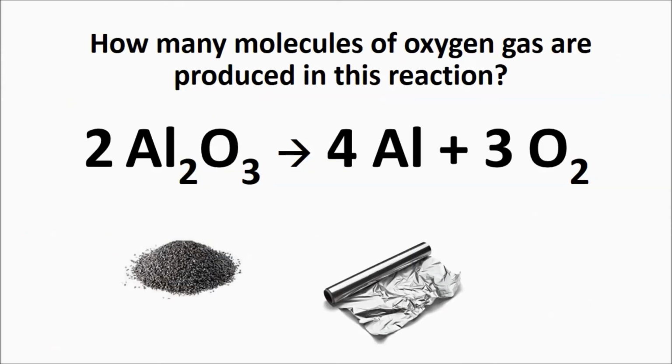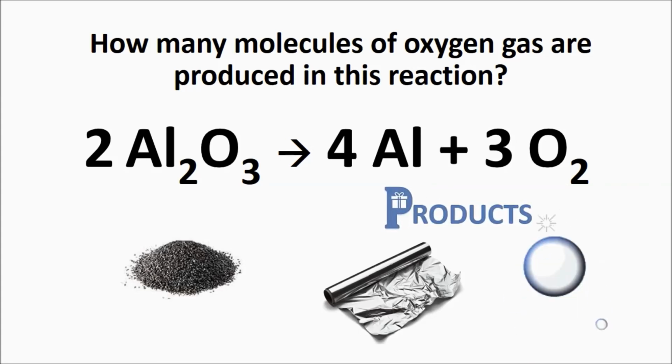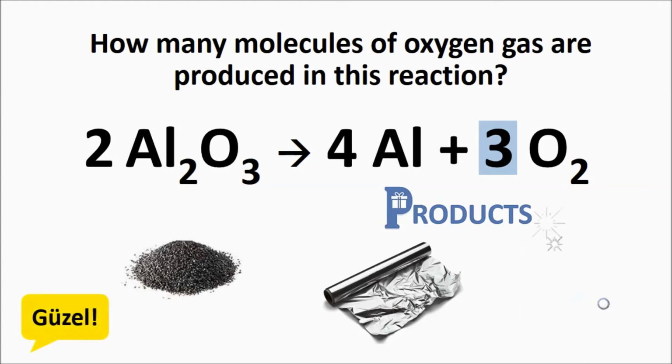Napocaj. Alright, last question. How many molecules of oxygen gas are produced in this reaction that also makes pure aluminum? Again, we look at the product side of the equation. Because there's a coefficient of 3 in front of the O2, we know that 3 molecules of oxygen are produced. Güzel.